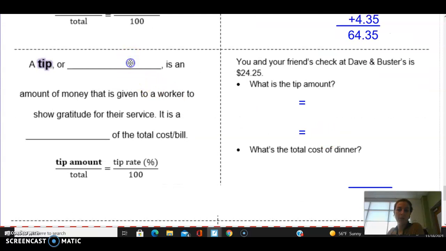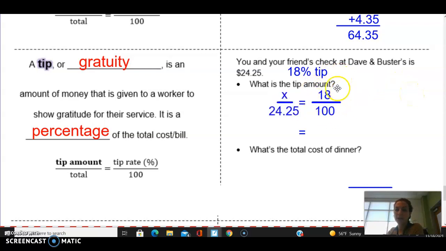A tip or gratuity is an amount of money that's given to a worker to show gratitude for their service. It is a percentage of the total cost or bill. So it says you and your friends' check at Dave & Buster's is $24.25. I didn't put a set tip amount here percentage-wise because a percentage changes based on your service. If you're happy with your service or you're not happy with your service, typically a tip is between 15 to 20%. So let's say our service was fine and we tipped 18%.